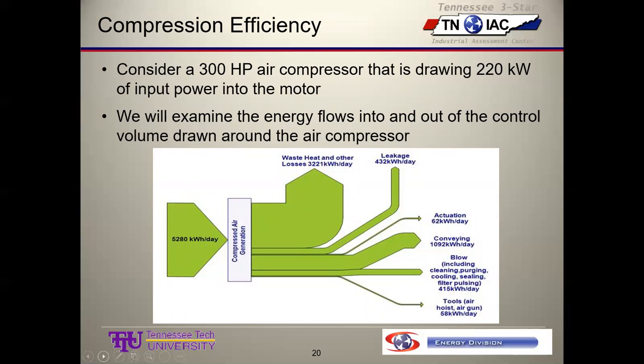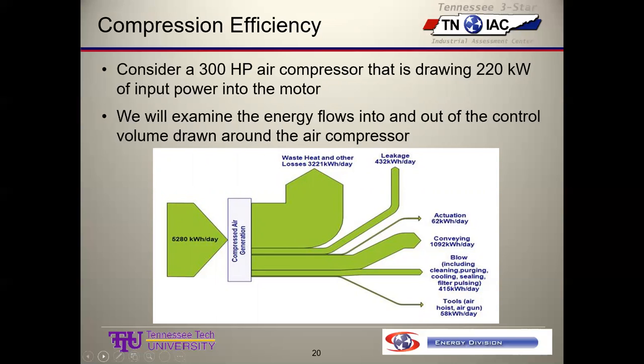Okay, so consider a 300 horsepower air compressor that's drawing, say, 220 kW of input power. And let's just look at that for a second. 300 times 0.746. That's 223. Okay, just checking. We will examine the energy flows into and out of the control volume drawn around the air compressor.